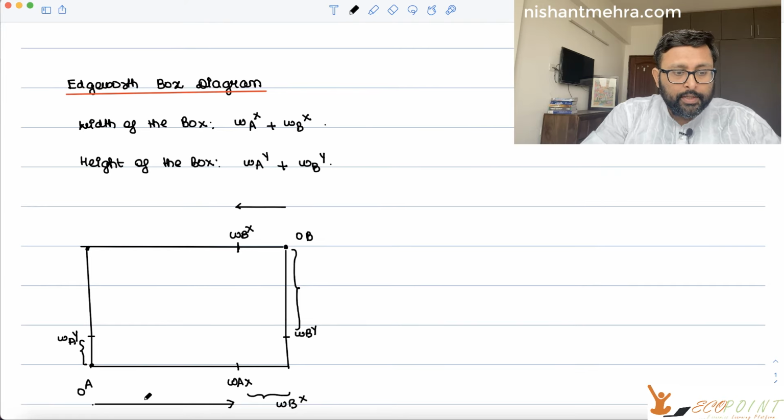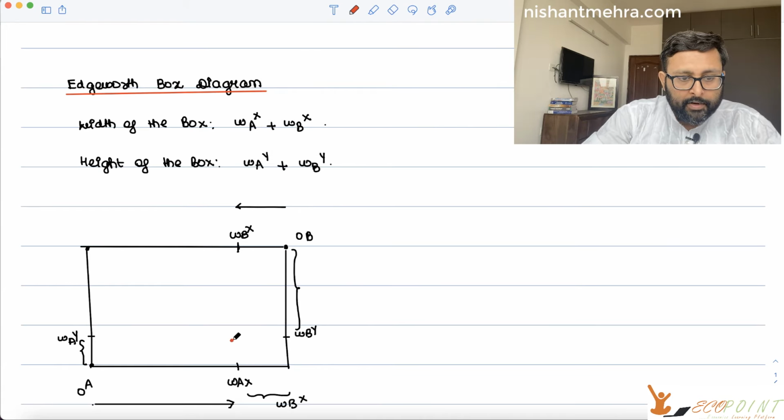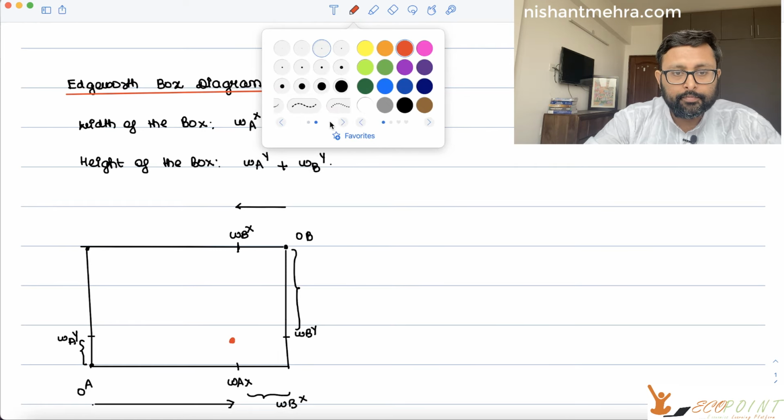So I just want to tell you what is the width of the box? The total amount of x. What is the height of the box? Total amount of y. And total amount of y means the amount of y which I have plus the amount of y which you have. I'm sitting here. Amount of x which I am endowed with and amount of x which you are endowed with, right?